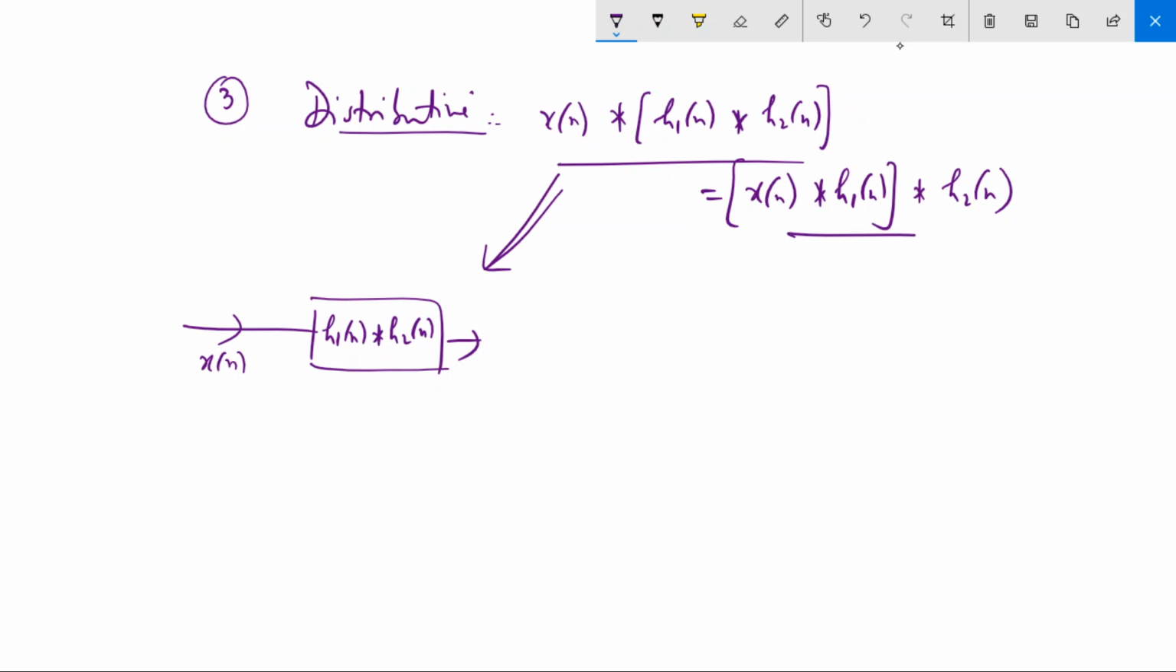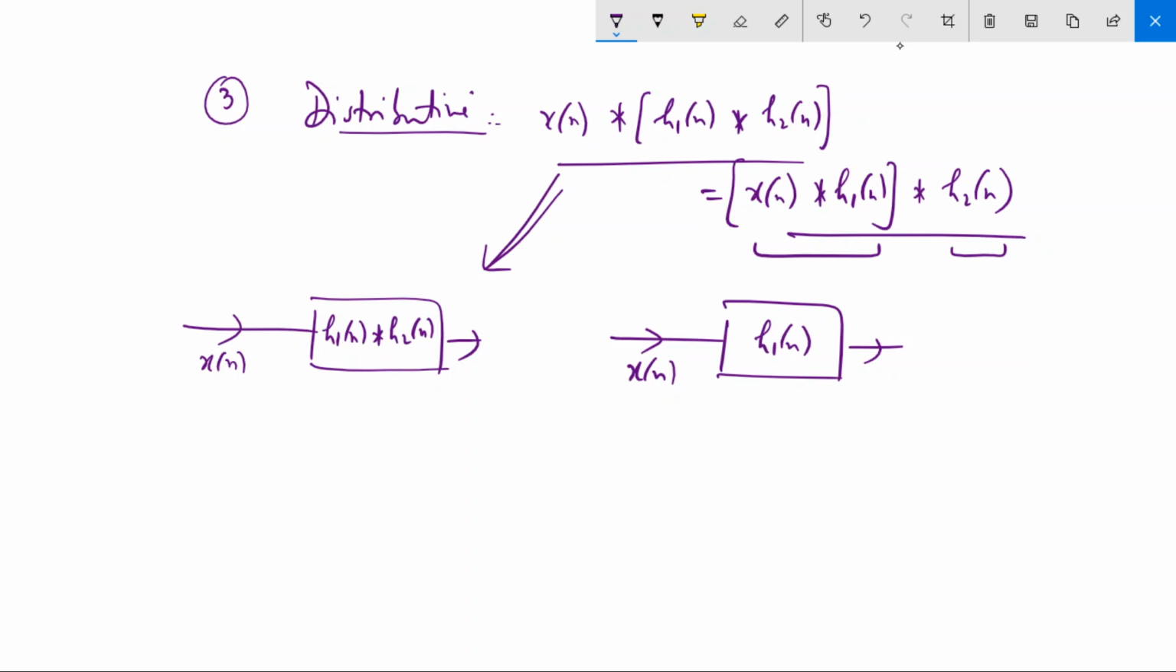Okay, on the right hand side you have first x[n] convolved with h1[n]. It means you have an input x[n], pass it through a system with response h1[n], you are getting this output, and this is again convolved with h2[n]. It means now this output is given as input to a system which has an impulse response h2[n]. So this is again passed through another system which has a response h2[n], and the output of this is your right hand side of this equation.